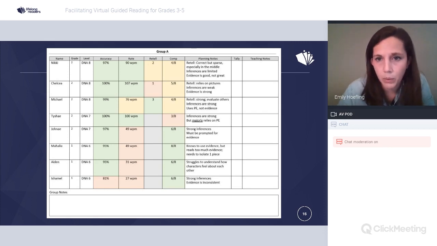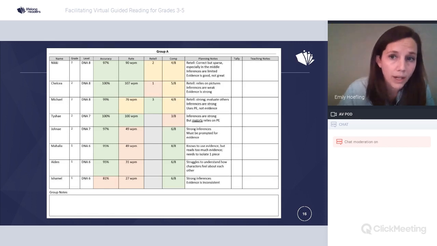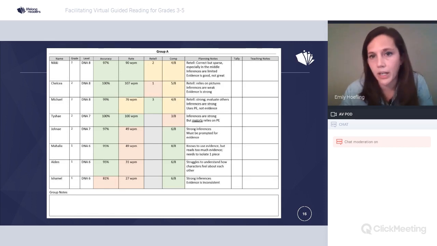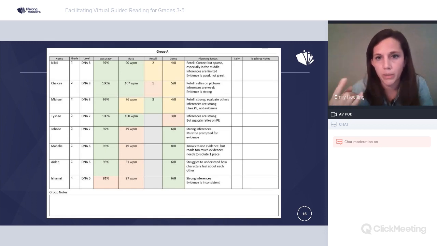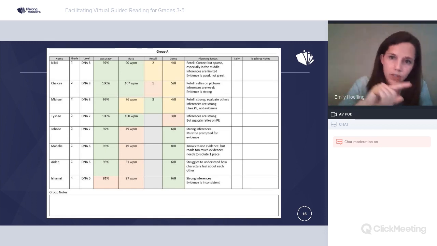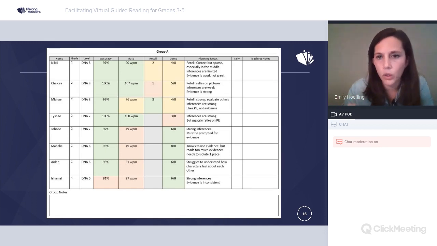The tally is really important because for some reason over the screen, it's harder to remember who you've called on. And so I'm just tallying who I've called on and what I've called on them to do. So I called on this child for evidence. I called on this child to retell. Well, now let me switch it up and give this child a chance to find evidence and this child to retell. And so you'll just want to keep some note-taking form with you.